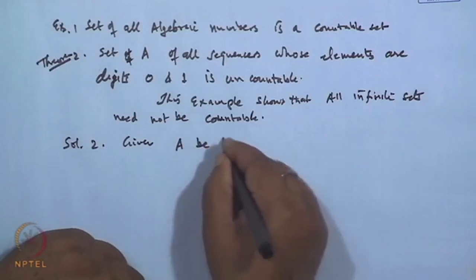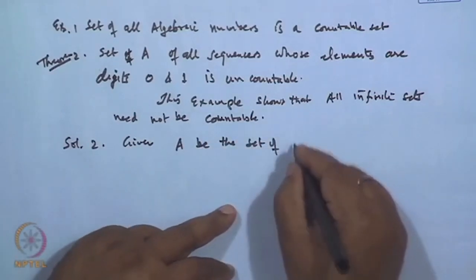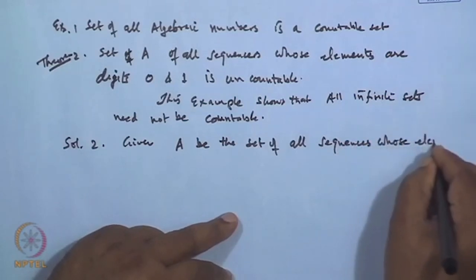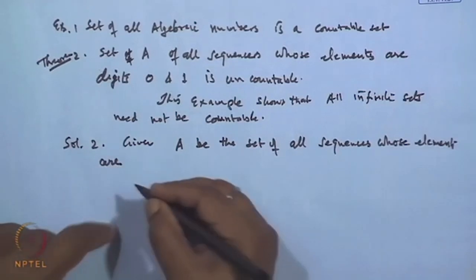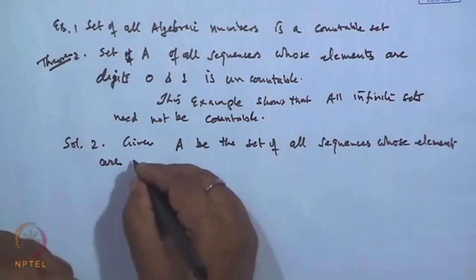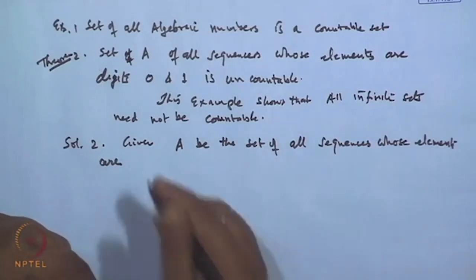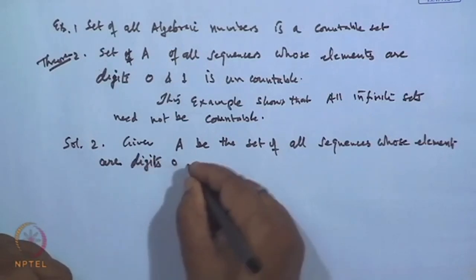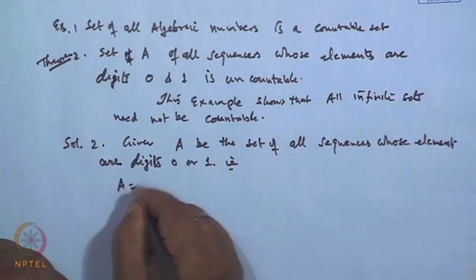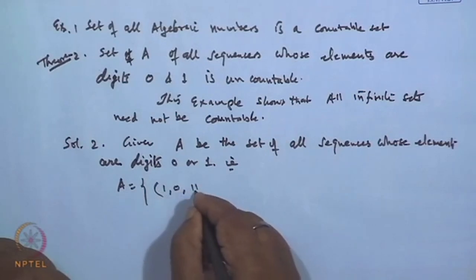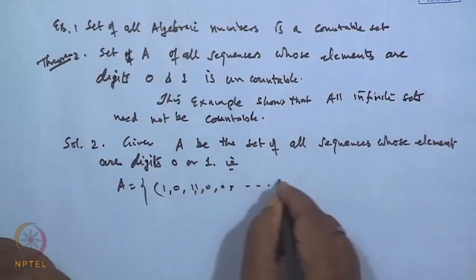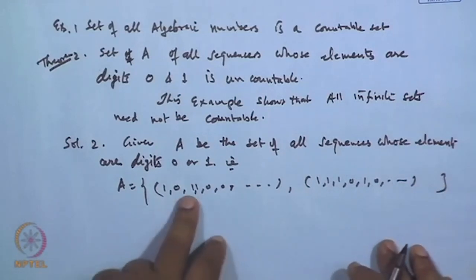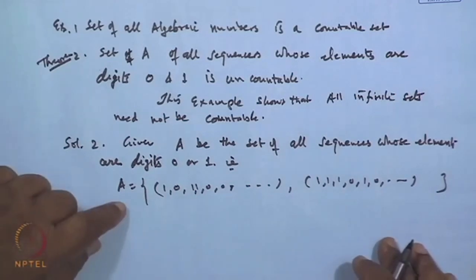Let A be the set of all sequences whose elements are digits 0 or 1. That is, A will be a set of this type of sequence, say 1, 0, 1, 1, 0, 0, like this, or maybe 1, 1, 1, 0, 1, 0, like this. Means all these infinite sequences, where the digits are either 0 or 1. We claim that this set will be an uncountable set.